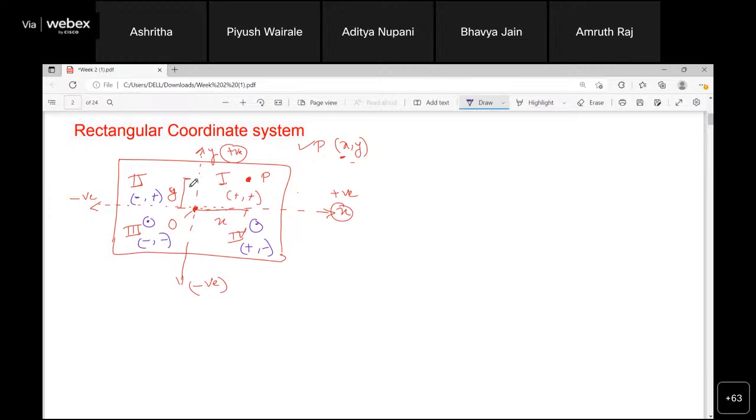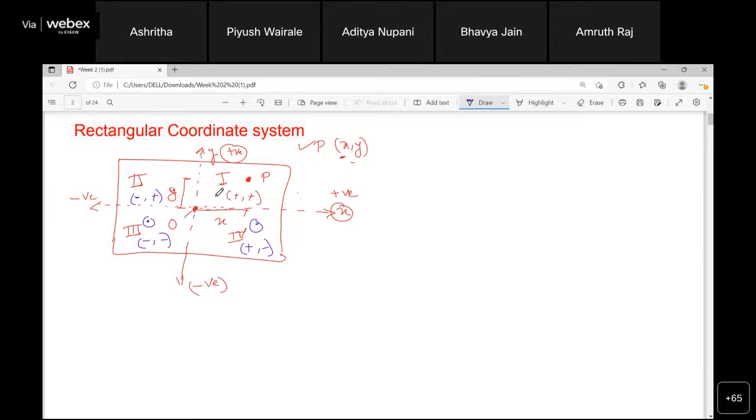So these are the 4 quadrants. In the first quadrant, both coordinates are positive. In the second quadrant, x is negative and y is positive. In the third quadrant, both are negative. In the fourth quadrant, x is positive and y is negative. So now we can easily tell in which quadrant a point lies, if we know the coordinates.